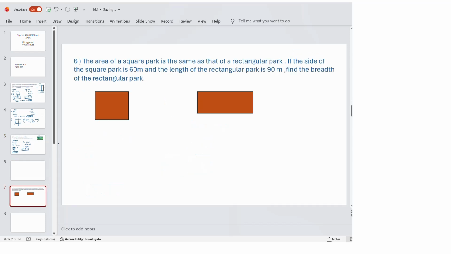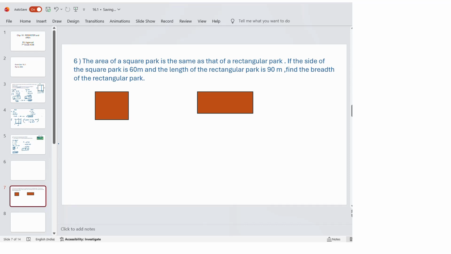All right, so the sixth question is, the area of a square park is the same as that of a rectangular park. If the side of the square park is 60 meters and the length of the rectangular park is 90, find the breadth of the rectangular park. Okay, so as you go forward, you will be facing more advanced, more challenging questions, and that is actually very intriguing and very nice.